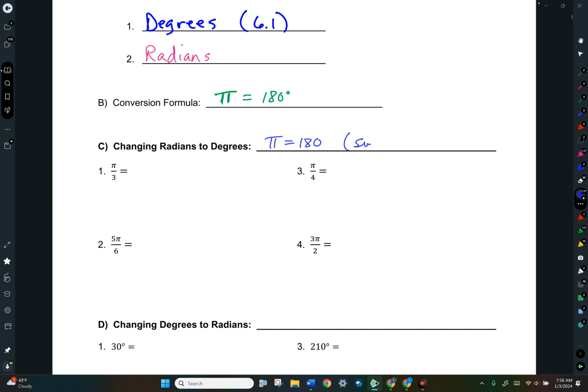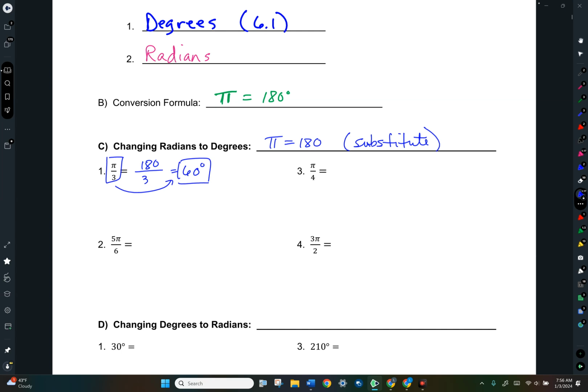So basically, I'm going to substitute 180 in for pi. So I've got 180 in place of pi divided by 3, which is going to equal 60 degrees. So pi over 3 is the same as 60 degrees.